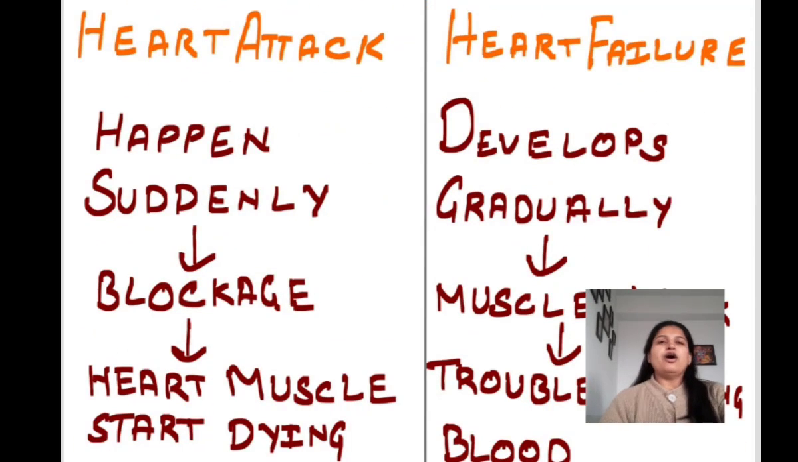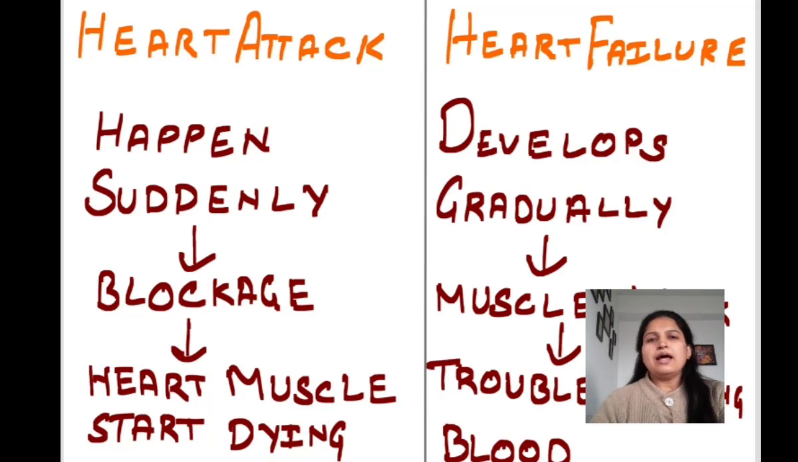Now we are going to study the difference between heart attack and heart failure, and this is very confusing to many of the students. A heart attack happens suddenly, as you have heard and as you have seen in the pictures and in TV serials, that some people develop a heavy, severe kind of chest pain, and the doctor after diagnosis tells him that you have suffered a sudden heart attack. So heart attack is a sudden thing. So it happens suddenly.